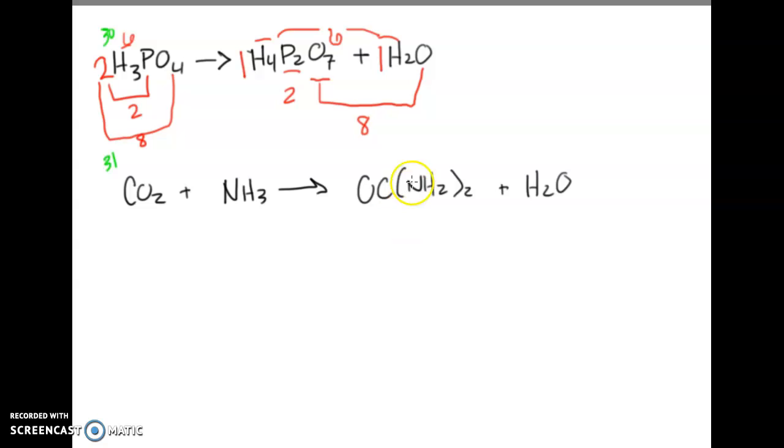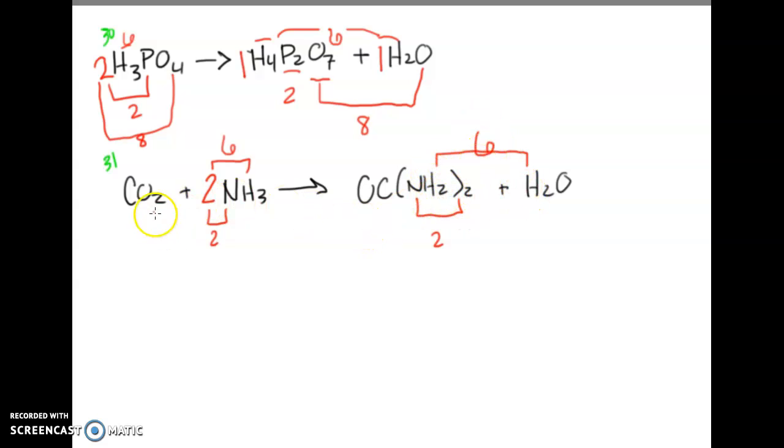So let's balance out our nitrogens. We have 2 nitrogens here. So I'm going to put a 2, which makes 2 nitrogens, and our 2 nitrogens. Carbon is still balanced, 1 and 1, so we'll leave that alone. We didn't mess with hydrogen over here, which makes it 6. And if I look over here, that is 4, plus 2 is 6.